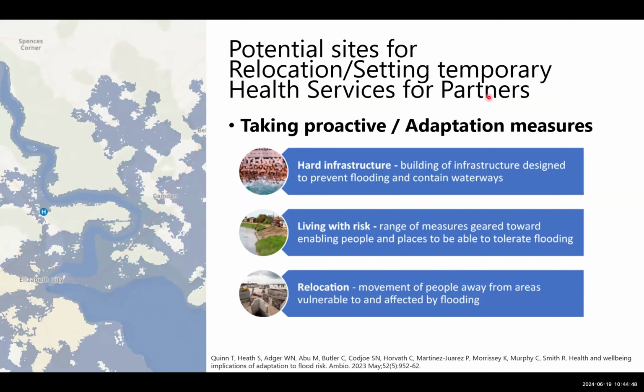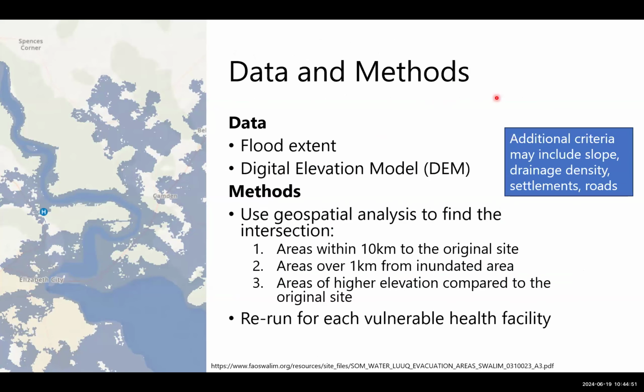So we were able to, again, run an analysis looking at these sets of data. Again, very simplistic analysis, looking at the flood extent and the digital elevation model, overlaying all that, and identifying basically sites from the original flood-prone locations within a 10-kilometer radius, which are areas which are probably safe for partners to potentially set up health service centers or points to affected communities.